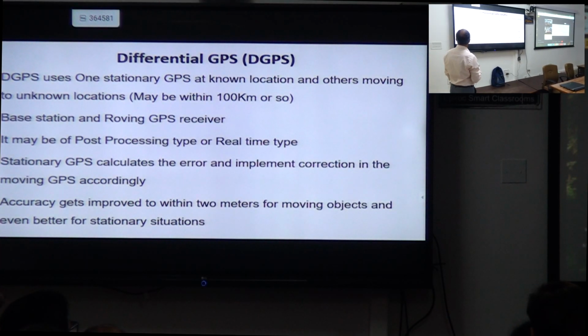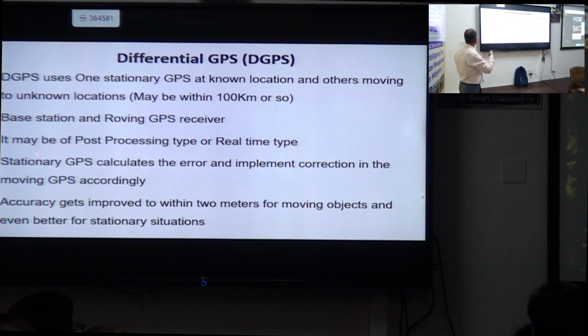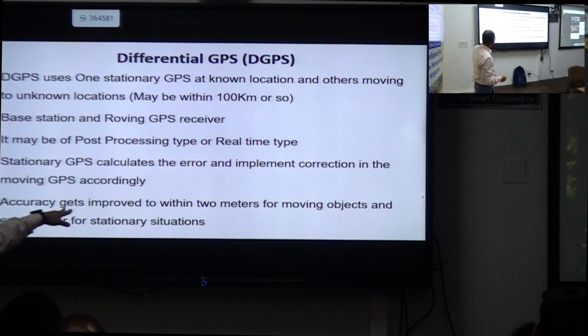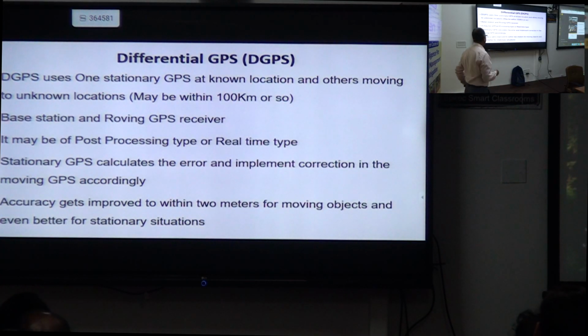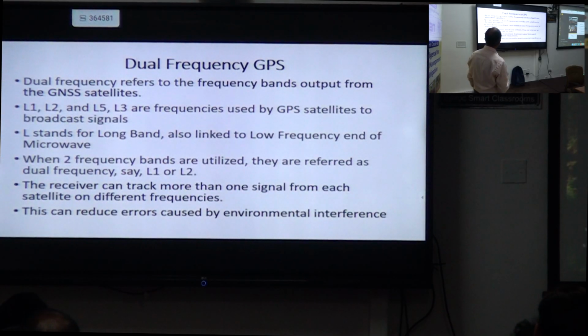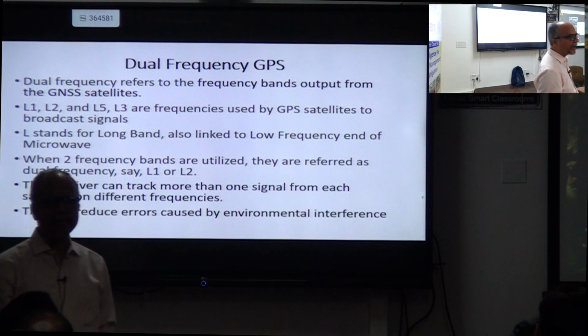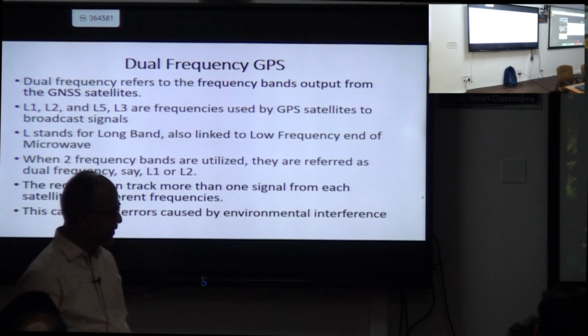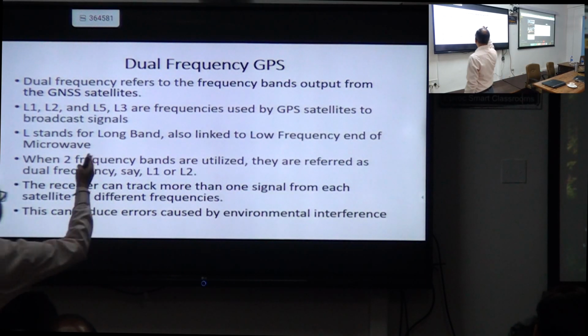Well, this is what is being explained here, nothing different from what I have told. Basically the stationary GPS calculates the error and it is applied to all. And the accuracy gets improved to within 2 meters, or it can be even much better. Now we are talking about dual frequency GPS also. In fact, in your mobile you will be getting that kind of thing. So what is the frequency?